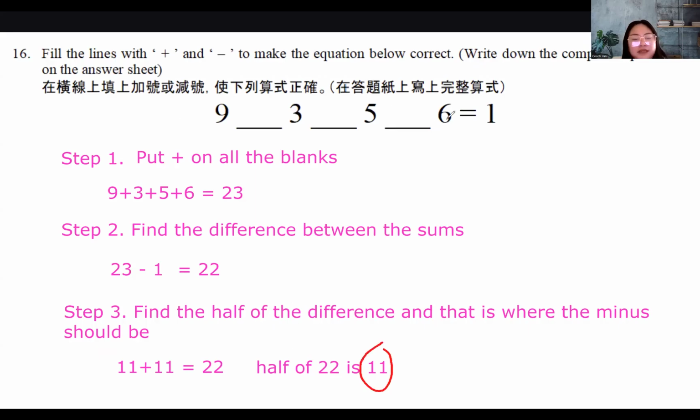But you look at the equation, there is no 11 there. So what would you do? You would just need to find two numbers that add up to 11. For example, 5 and 6 add up to 11. Correct? If you add them together, that would give you 11. So that means this is where the two minuses are. Minus, minus, and then the remaining blanks, you should just put plus in all of them.